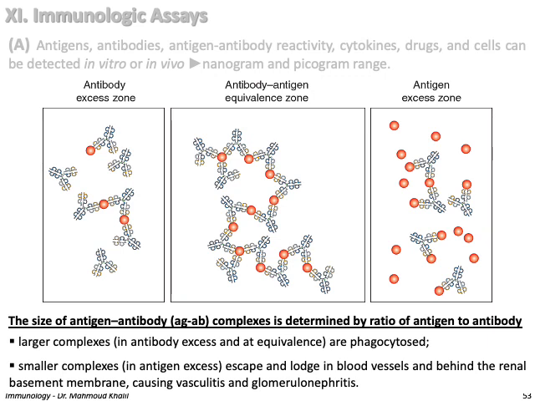From this figure, you can see that the size of antigen-antibody complexes is determined by the ratio of antigen to antibody. In case of antibody excess or at equivalence, the larger complexes are phagocytized. But in cases of smaller complexes, like in antigen excess, represented here by the orange circles, the antigen escapes and lodges in blood vessels and behind the renal basement membrane, causing vasculitis and glomerulonephritis.